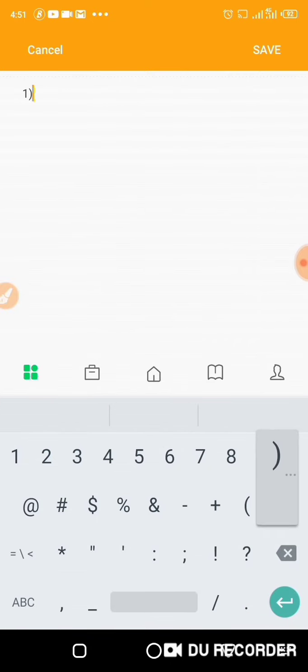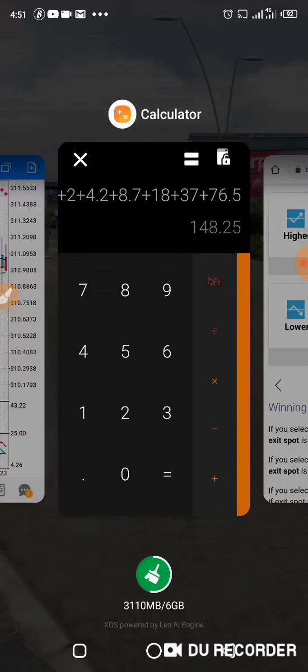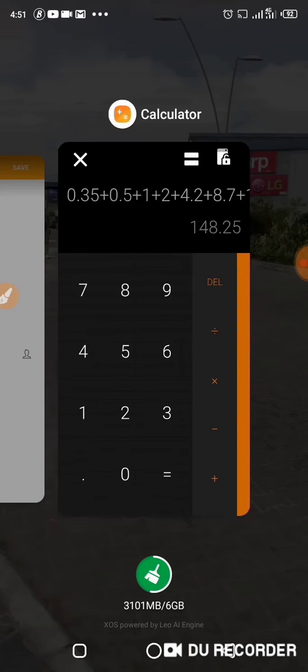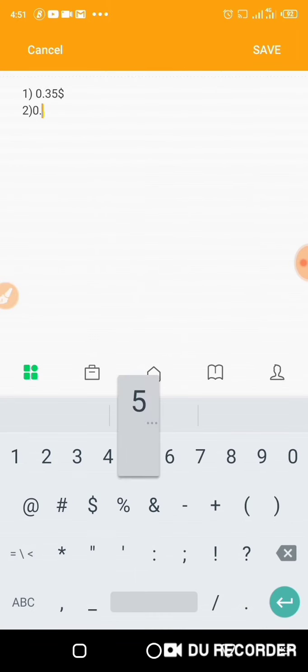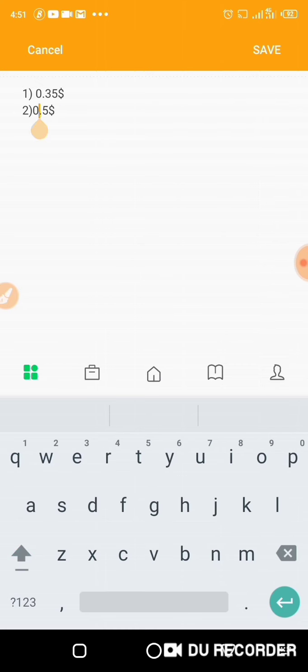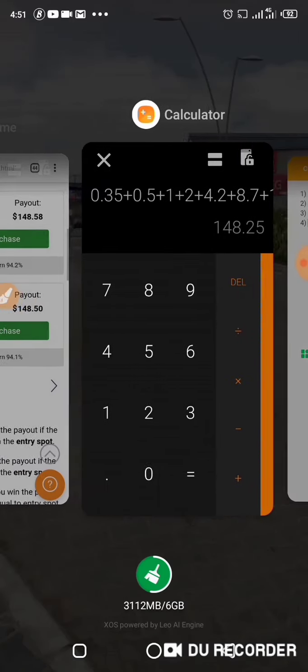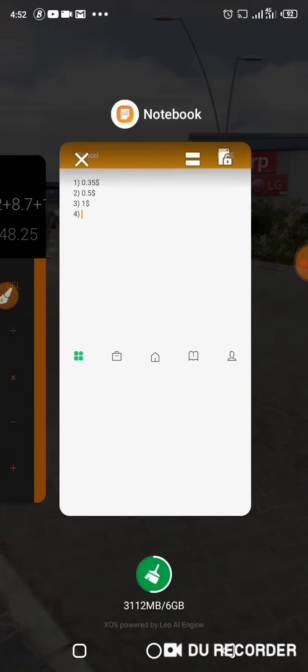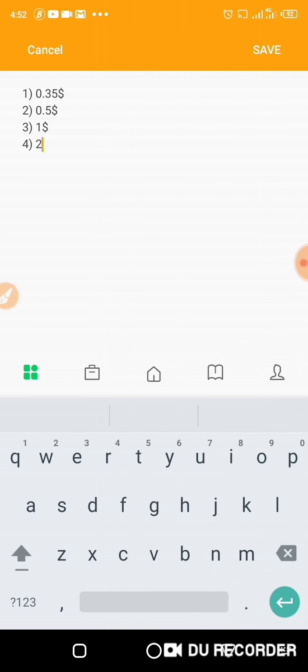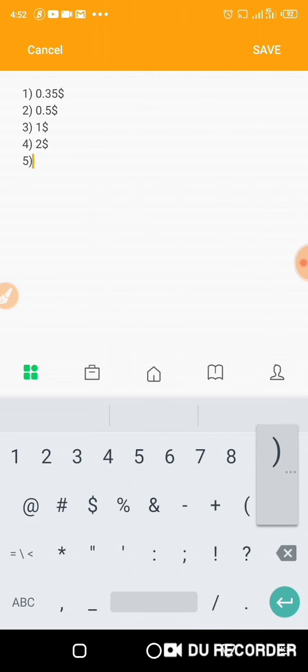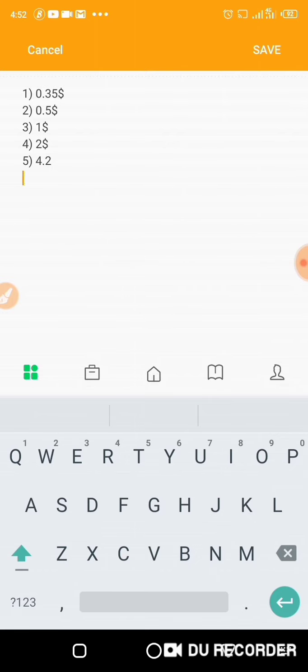So our first trade here was $0.35. After 0.35, the next one was 0.5 dollar, and the third one was $1. The fourth one will make use of $2. After $2, we went to 4.2.